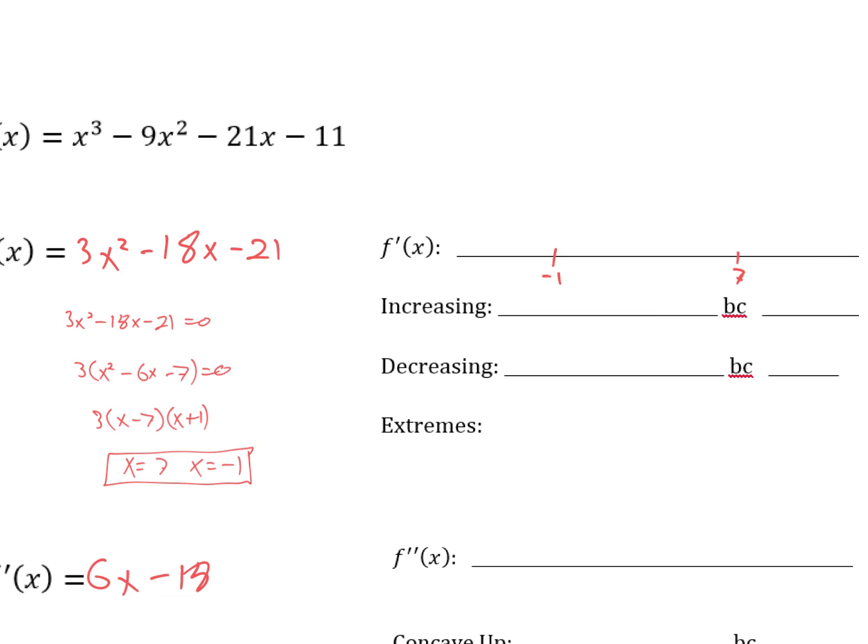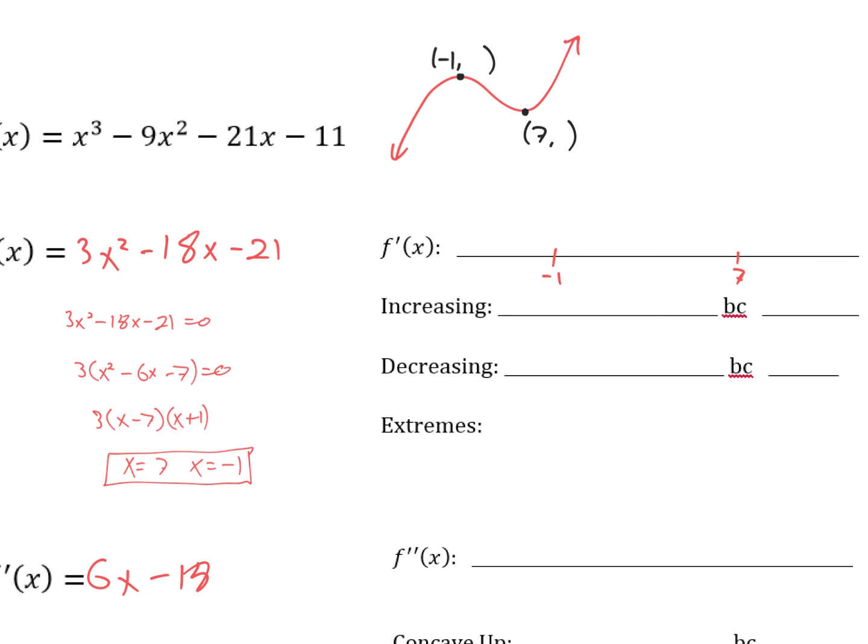If I backtrack a second here, the original function is a positive cubic, so I know it's going to look something like that. And what we just found are these values here. So that's going to be negative 1 comma something and then 7 comma something. So it looks like we're going to be increasing, then decreasing, then increasing.